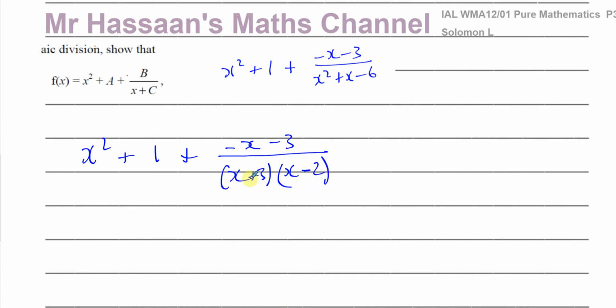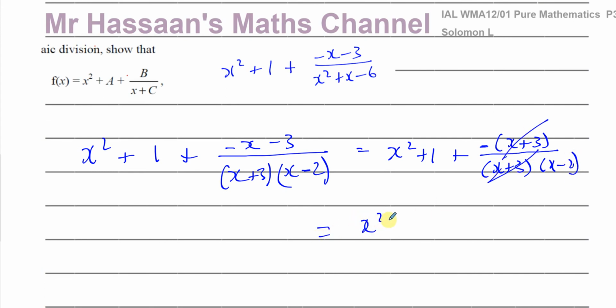Now, they don't look the same, but what we can do here is, you've got x squared plus 1 plus, and if I take out a minus from these two terms, I'll put minus here, this would be x plus 3 inside the bracket. That's minus x and minus 3. And I've got x plus 3 times x minus 2. They'll cancel out, and I'm left with x squared plus 1 plus minus 1 over x minus 2. Now that looks the same as that form.